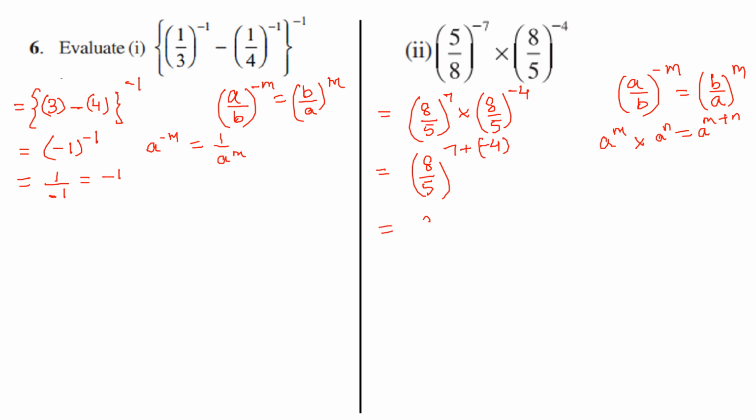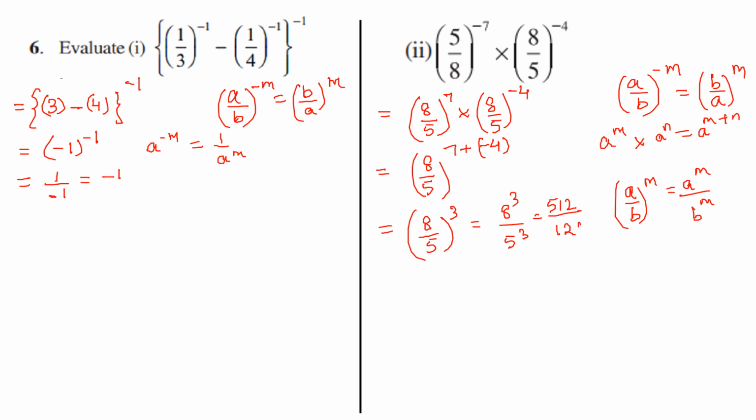And what is 7 plus minus 4? 7 plus minus 4 is 3. So from here you will get 8 cube by 5 cube. So again I have used the law (a/b)^m equals a^m divided by b^m. And 8 cube is 512 and 5 cube is 125. Okay.